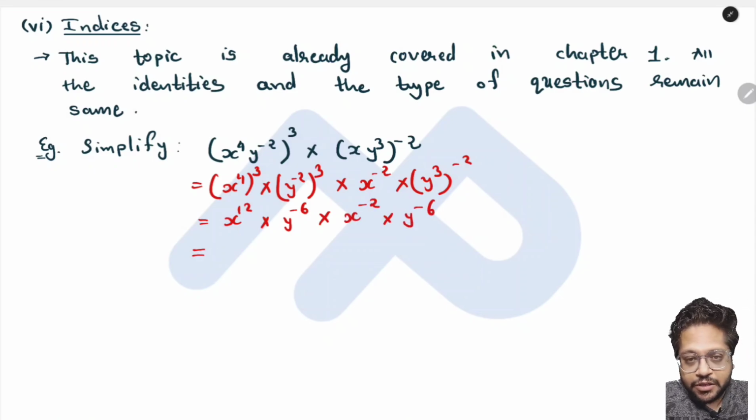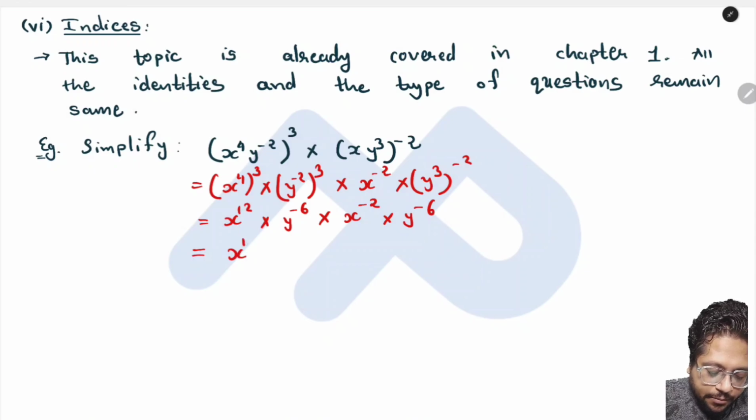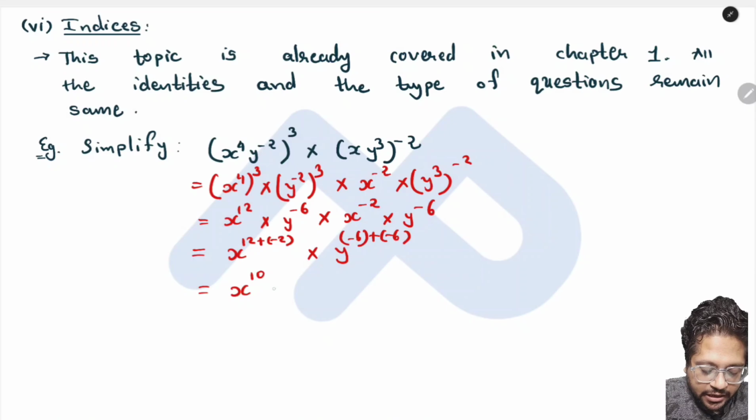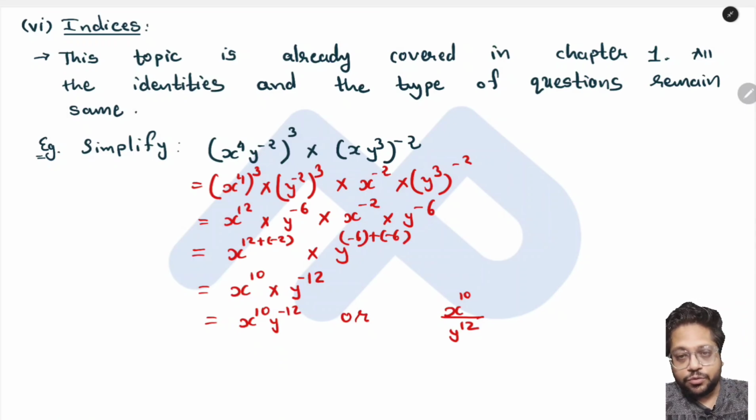Now in multiplication with the same base we add the powers, and in division of course we subtract the powers, but with the same base. So x raised to 12 plus minus 2, similarly y raised to minus 6 plus minus 6. That's x raised to 10 into y raised to minus 12. So this can be written as x raised to 10 y raised to minus 12, or you can also write x raised to 10 upon y raised to 12, because as you already know, if you take the reciprocal of the given base, the negative power will become positive, or if it is positive it will become negative.